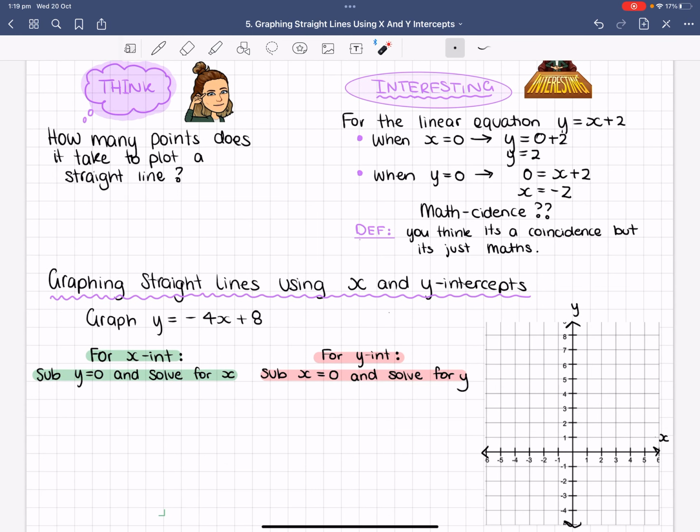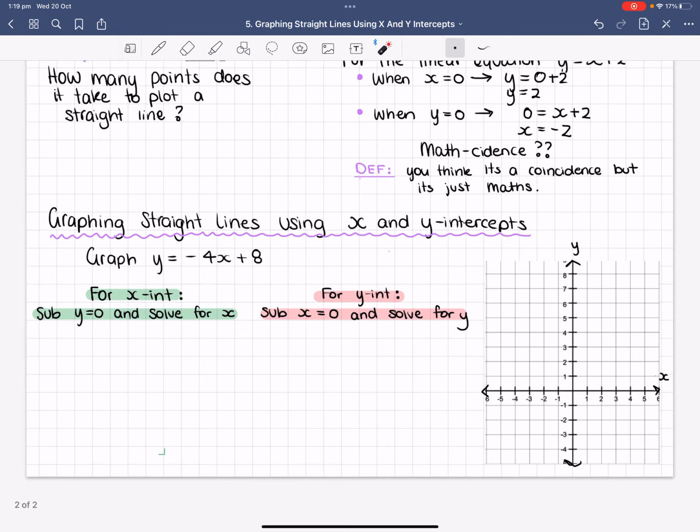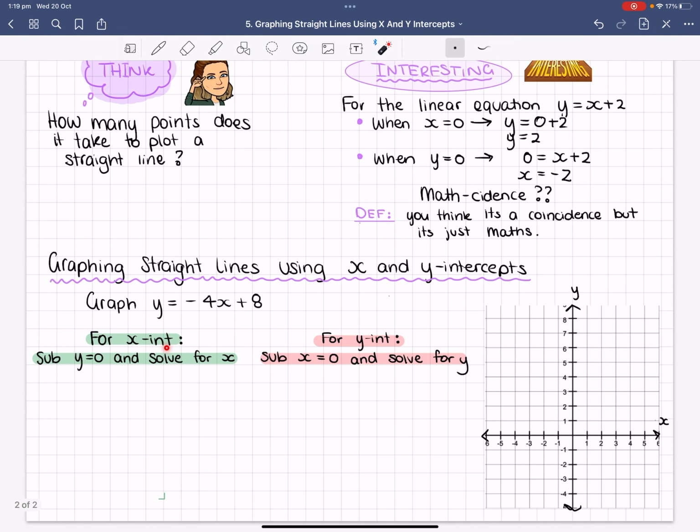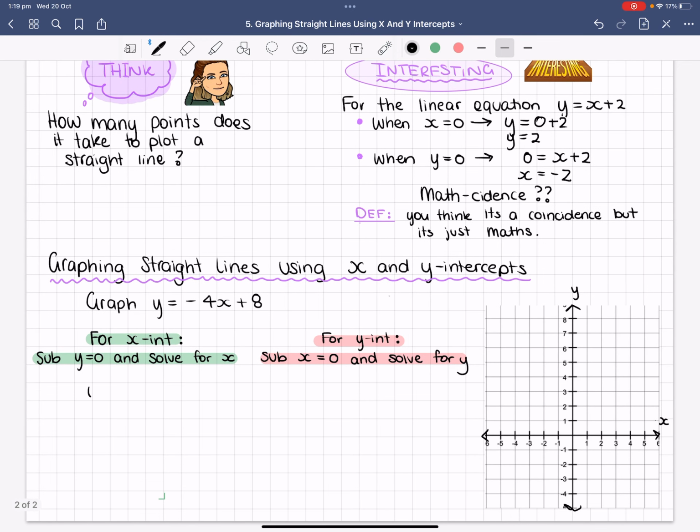Okay, so let's graph some straight lines using the x and y intercepts. All you need is 2 points, and these 2 points are from our x and y intercept. So for our x-intercept, this is when y is equal to 0, right? Remember, it's along this line where y is equal to 0. So for our equation, y equals negative 4x plus 8, we're going to sub y equals 0. So 0 equals negative 4x plus 8. Then we're going to solve for x.